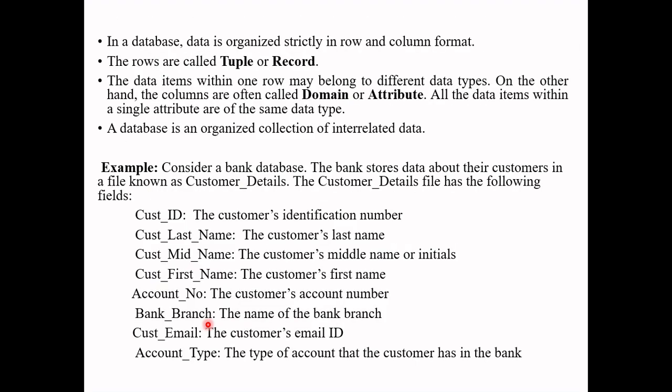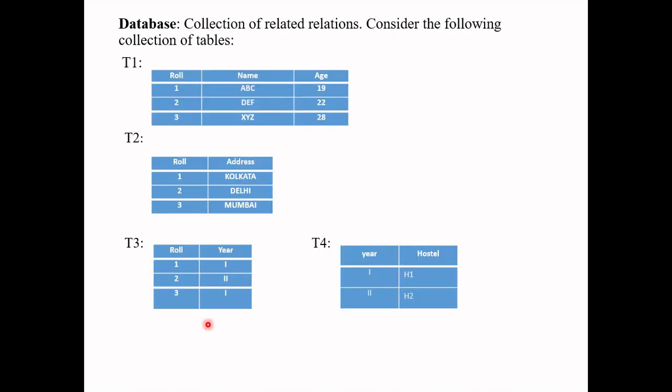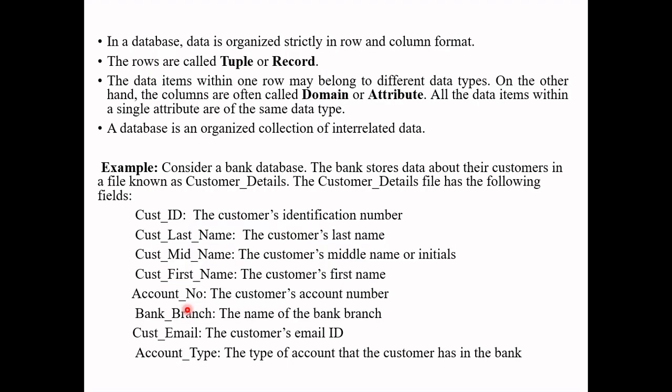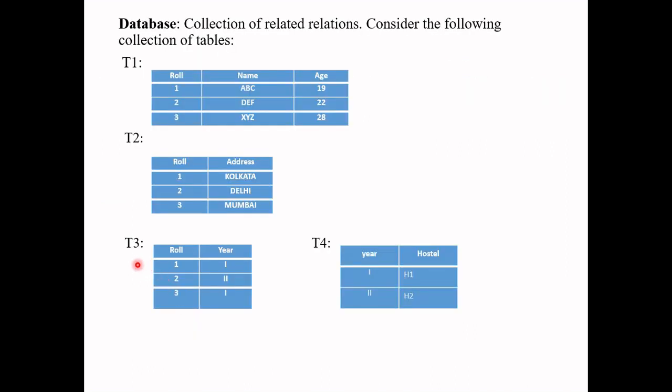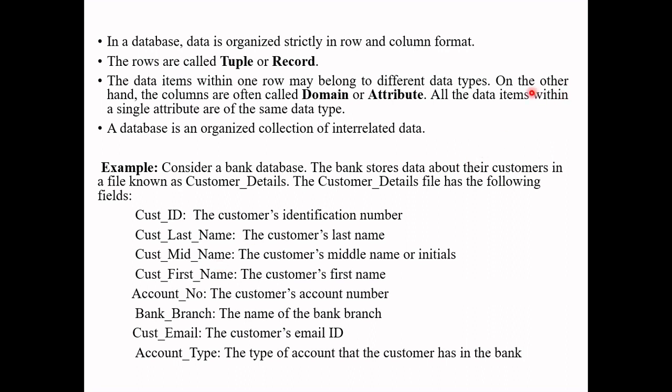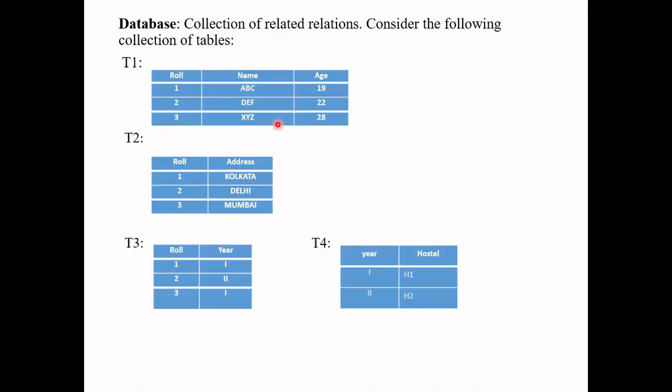Okay, so in database, data is organized in rows and columns. The rows are also called tuple or record. As I have explained here, we have three records, or we can say that there are three tuples. The data items within one row may belong to different data types. See, here we have one row, that is 1 and year. So roll number has one data type and year has another data type. Okay, it is possible, but on the other hand, the columns are often called domain or attributes, and all the data items within a single attribute are of the same data type. The meaning is, here we have a roll number.